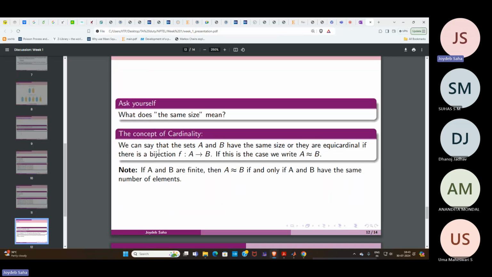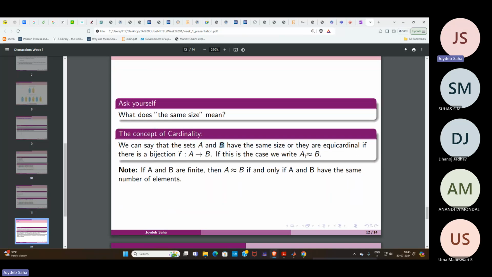Now here the concept of cardinality appears. We say that two sets, A and B, have the same size, or they're equicardinal, if there is a bijection f from A to B. If this is the case, then we can write that set A and set B are equicardinal.